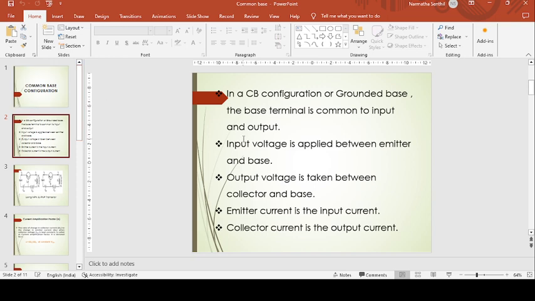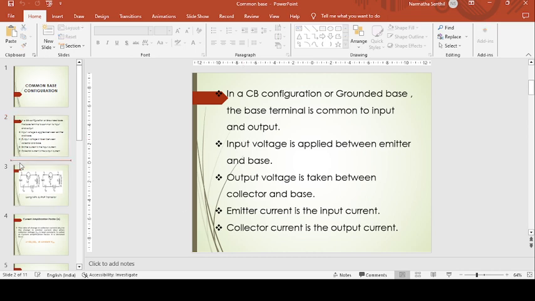Today we are going to study about common base configuration. A common base configuration is also called a ground base. The base terminal is common to both input and output. Here the input voltage is applied between emitter and base, and the output voltage is taken between collector and base. So we are giving the input current through the emitter current and collecting the output current through the collector current.